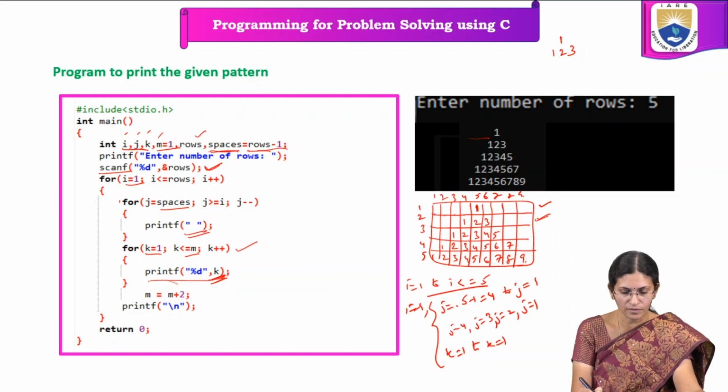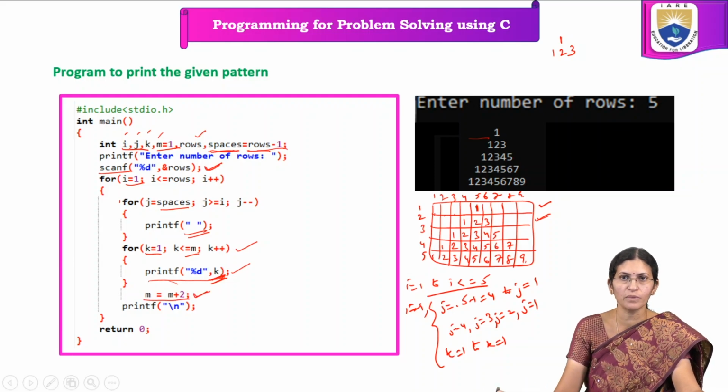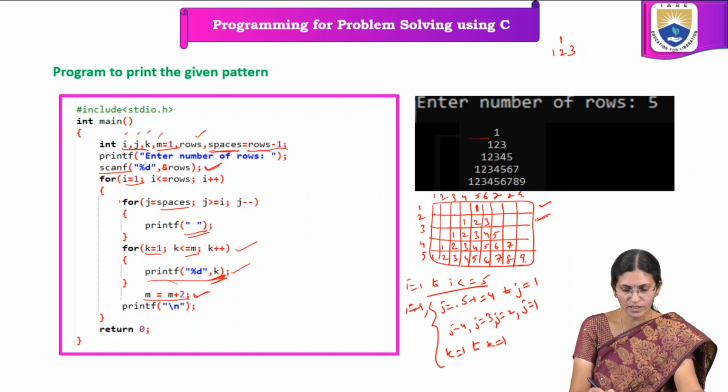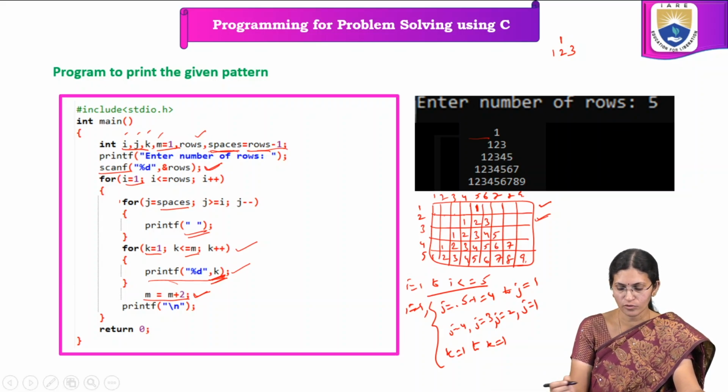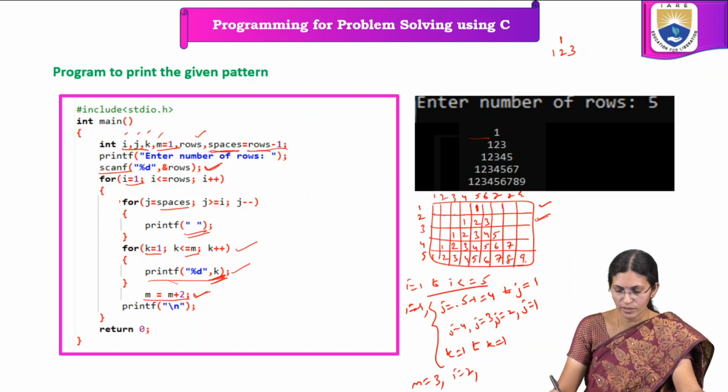Next, after the execution of this printf statement, the cursor will move and control is transferred here. Now the m value is incremented by 2. So previously m was 1, now it is 3. So m is equal to 3 now, and i value is equal to 2. So when i is equal to 2, again these 2 for loops will be executed.